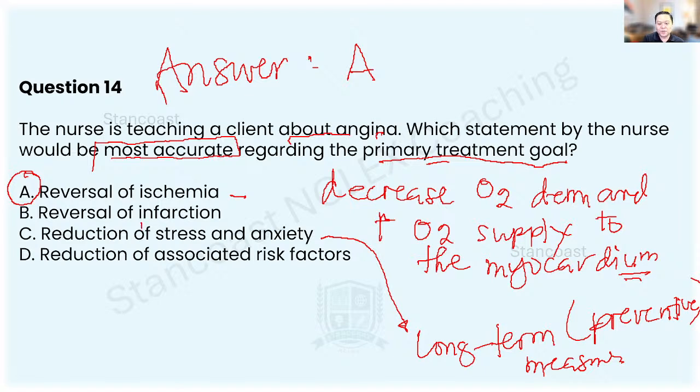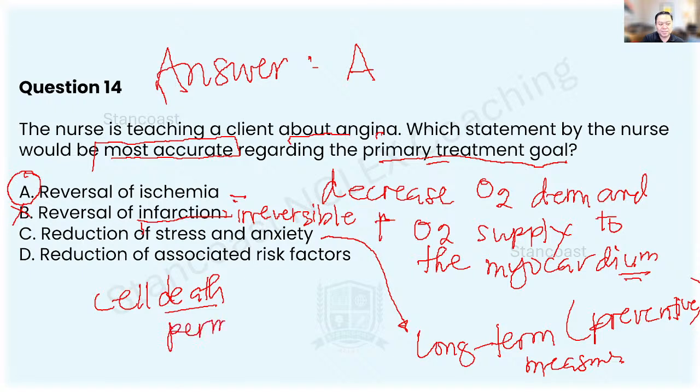Reversal of infarction, would that be possible? No, that is wrong, because infarction is irreversible. This is permanent, irreversible infarct. There's also cell death. So there is no more going back after the cells have been dead for quite some time. Cell death, no more recovery from that one. This is permanent. So what we're going to do is to reverse ischemia. What about letter D, reduction of associated risk factors? This is also important, but this is also long term. Again, when we are talking about long term, it will be more of preventive measure.